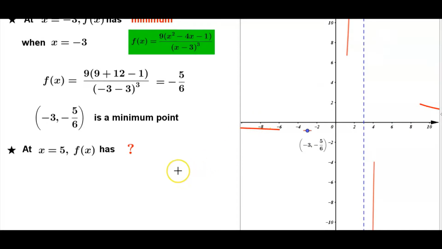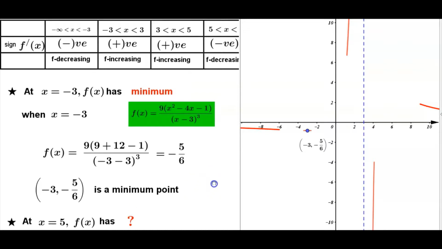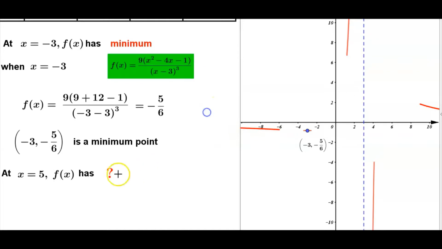At x is equal to 5, what about it? Because we have already looked at x is equal to minus 3. What about x is equal to 5? In the neighborhood of x is equal to 5, the function is increasing and then decreasing. Therefore, at x is equal to 5, f(x) has a maximum.